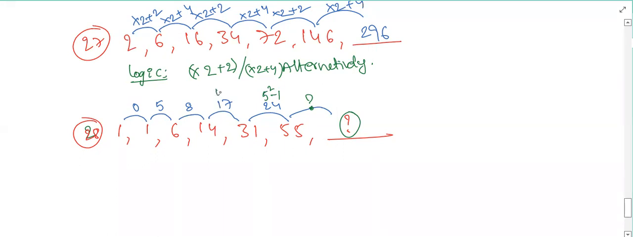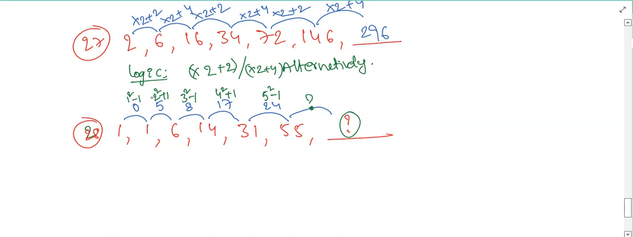4 square is 16, so 17 is 4 square plus 1. What about 8? 3 square is 9, so 8 is 3 square minus 1. What about 5? 2 square plus 1. What about 0? 1 square is 1, so 1 square minus 1 will be 0.